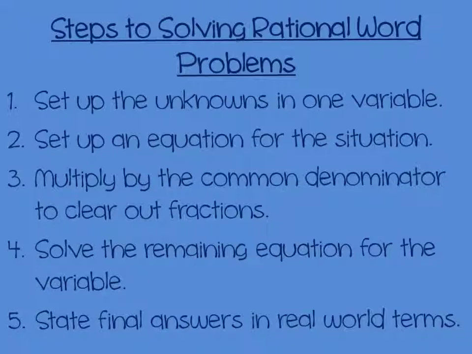So the first thing that we want to look at is steps of solving rational word problems. First thing we need to do, set up the unknowns in one variable. So set up each thing that's going on with x's or y's or z's, whatever, just use one variable. Next thing you're going to do is set up an equation for the situation. Then you're going to multiply by the common denominator to clear out the fractions. So find out your common denominator.